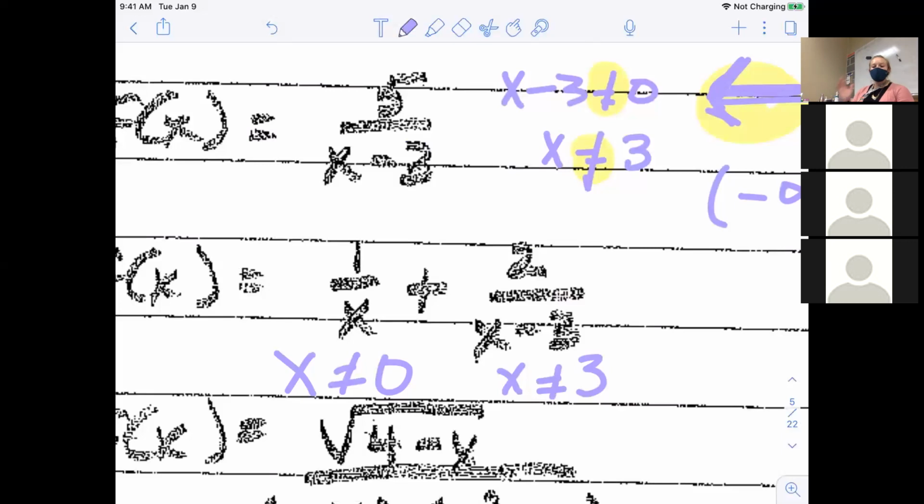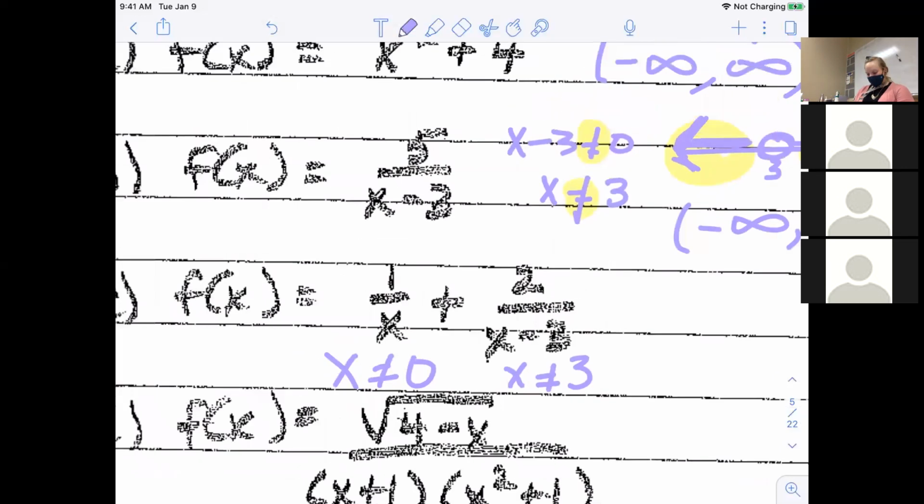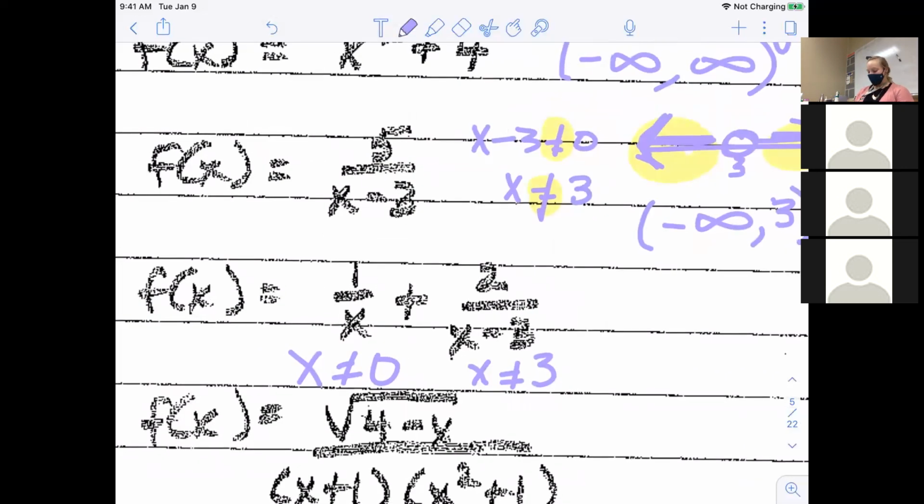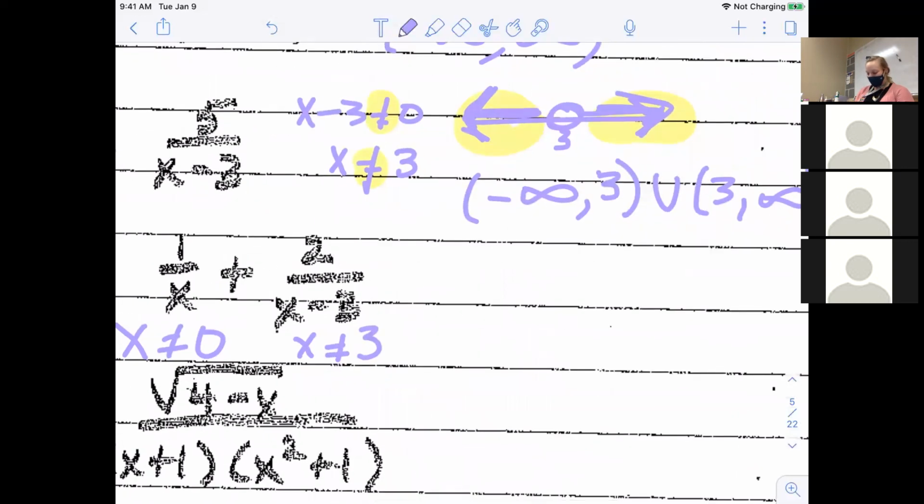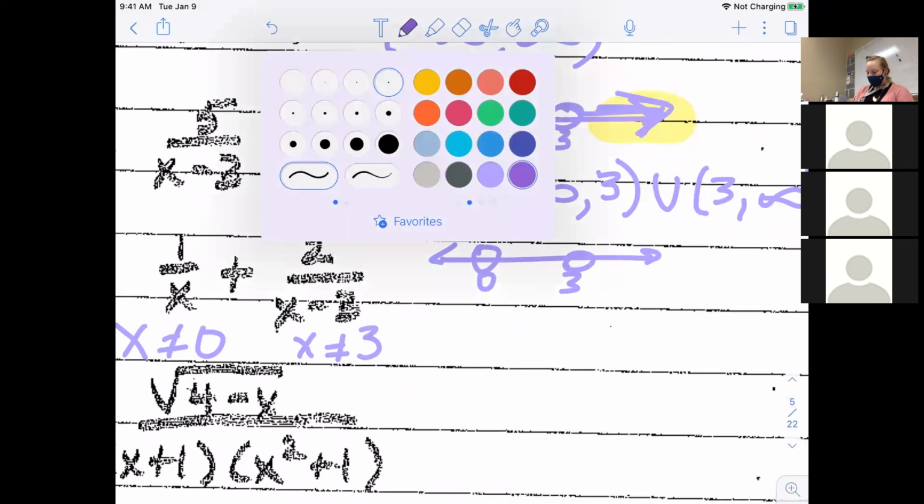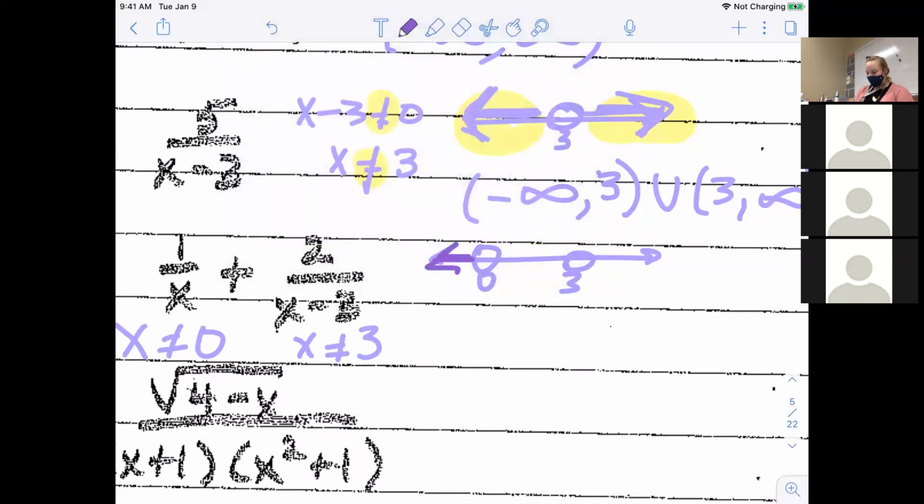Okay, so it can't be 0 and it can't be 3. There's no other restrictions that we have. So if I were to think about this as a number line again, I know that I can't be at 0, and I know that I can't be at 3, but I could be literally anywhere else. I could be less than 0, I could be between them, and I could be greater than 3. That means that I have these 3 intervals that I'm going to write.